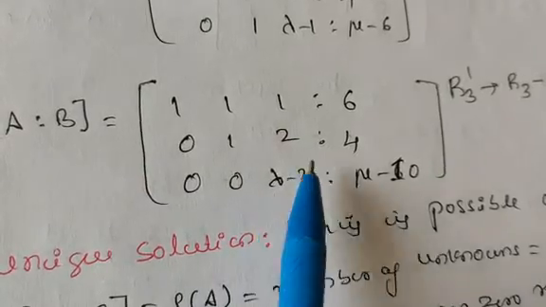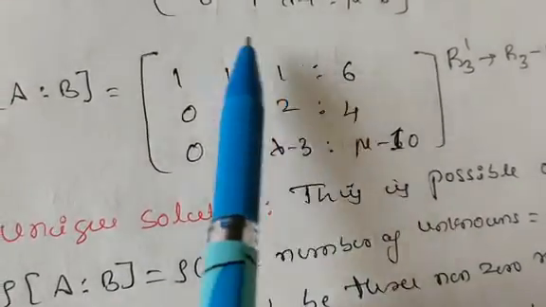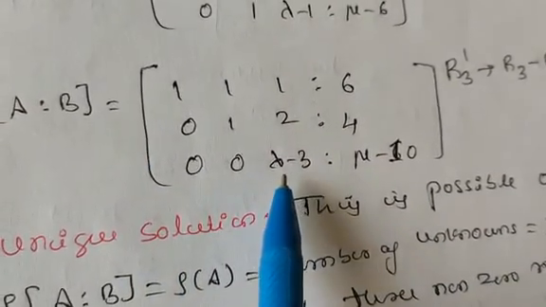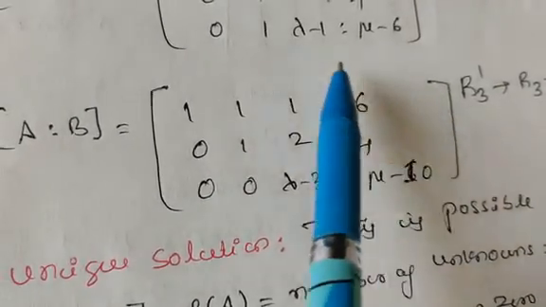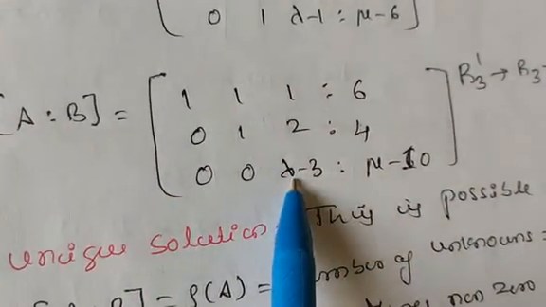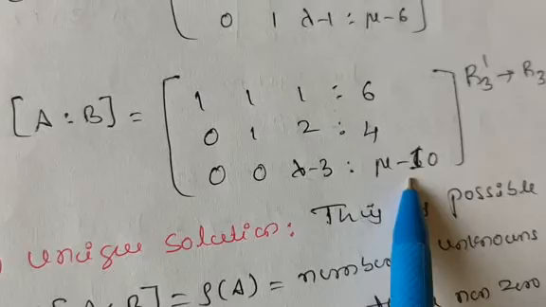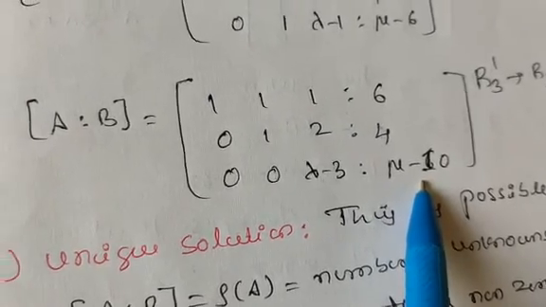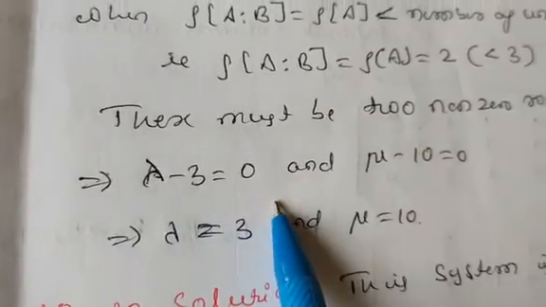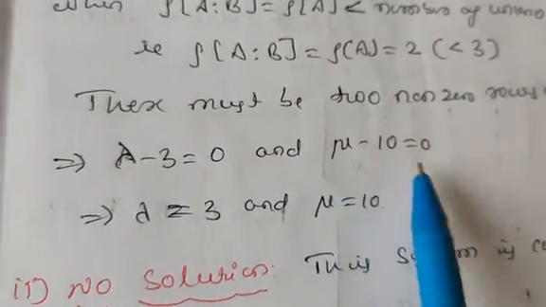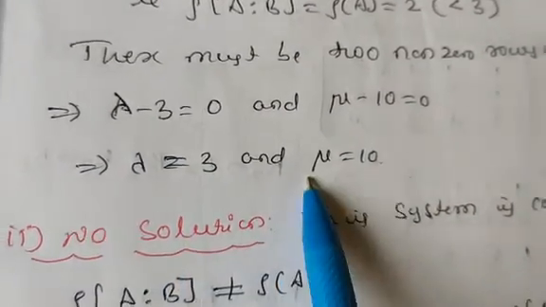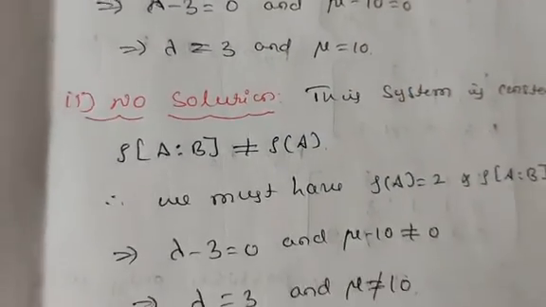For rank of A, this should be 0, then only rank of A is 2, because there are 2 non-zero rows. And rank of AB is also 2 means this should be 0 and this should be 0. This is possible only when lambda minus 3 is equal to 0 and mu minus 10 equals 0. That is, lambda is equal to 3 and mu is equal to 10.